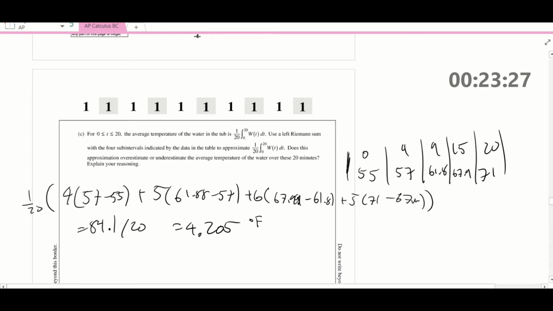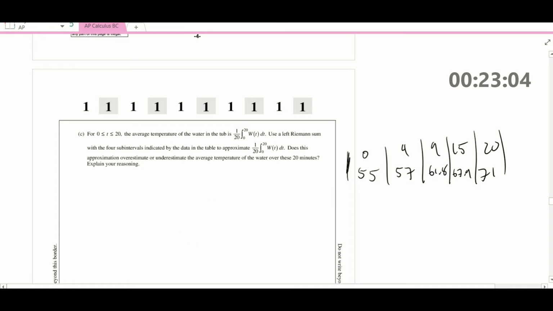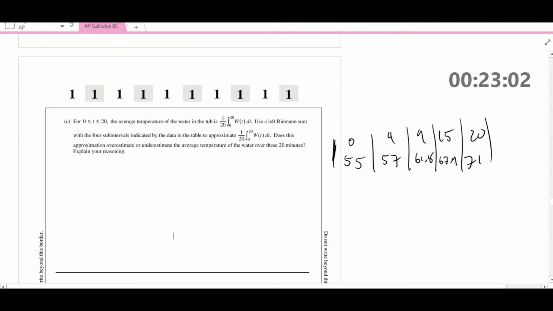Degrees Fahrenheit. This is certainly not right because I completely messed up my left Riemann sum. So for the past 2 minutes, forget what I said. Don't listen to what I said.